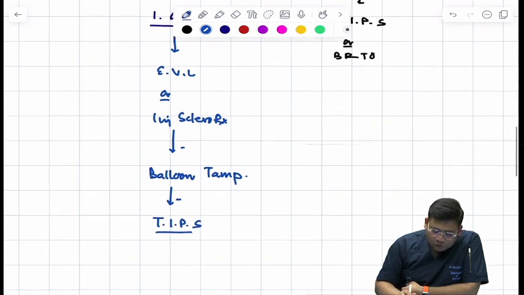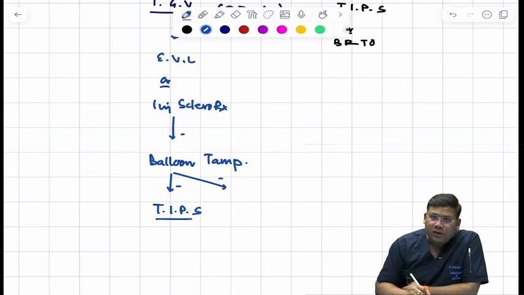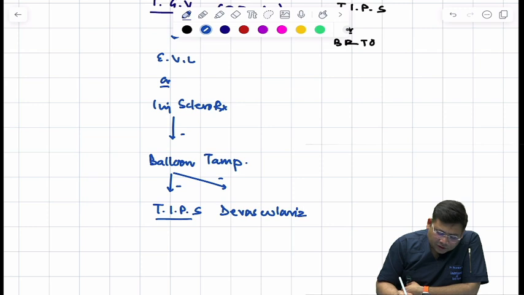This is how we go about it. In this case, if it fails, you can also go for devascularization surgery. When we talk about devascularization surgery, we have Sugiura.